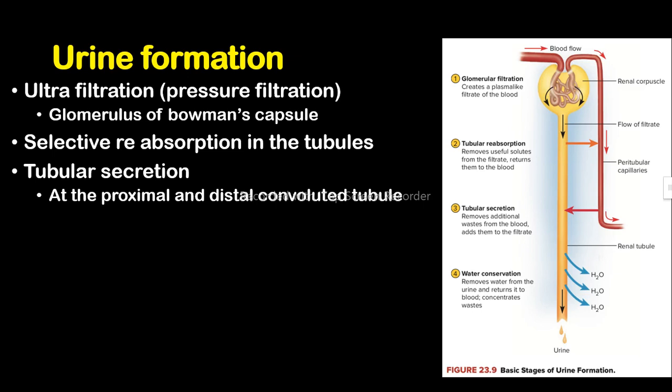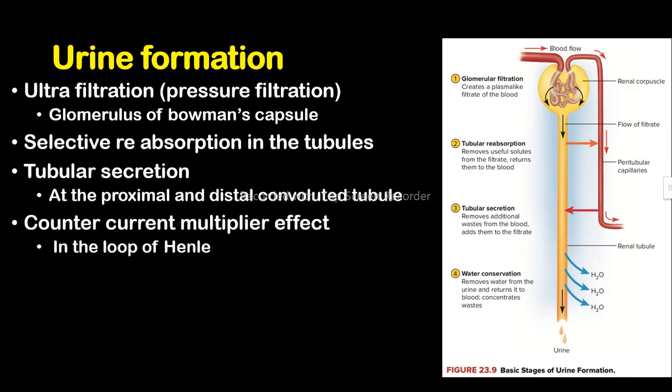Another process involved in urine production is tubular secretion, which involves the addition, or secretion, of materials that have not been filtered from blood. For example, wastes, hydrogen ions, and ammonia that is produced within the cells are actively secreted into the renal filtrate. So we're also going to talk about it.